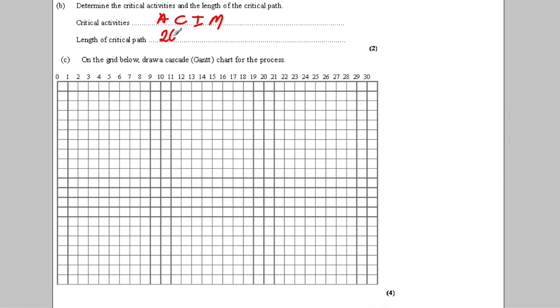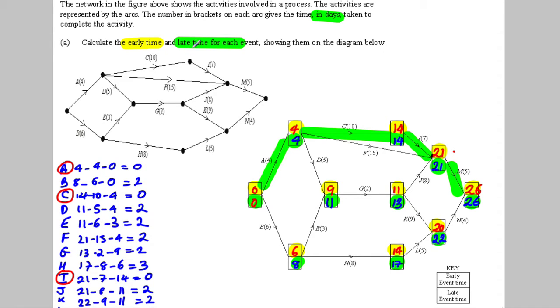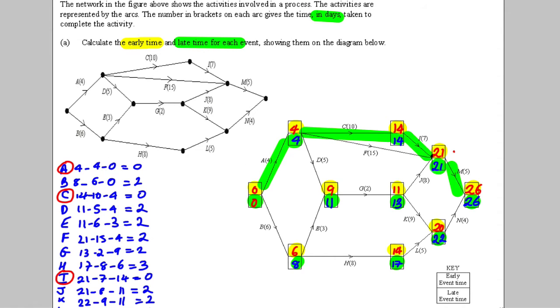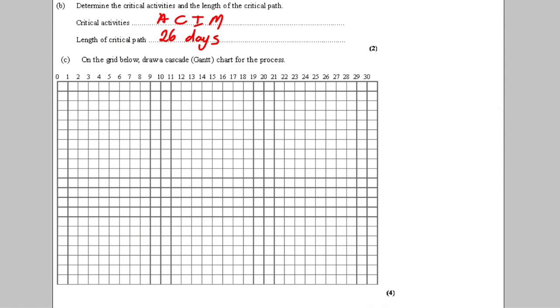So we would write 26. And I think the unit was about days, so we would write 26 days. Now we're asked to draw a Gantt chart for the process. So I'd firstly draw my critical one along the top, 0 to 26, as follows.